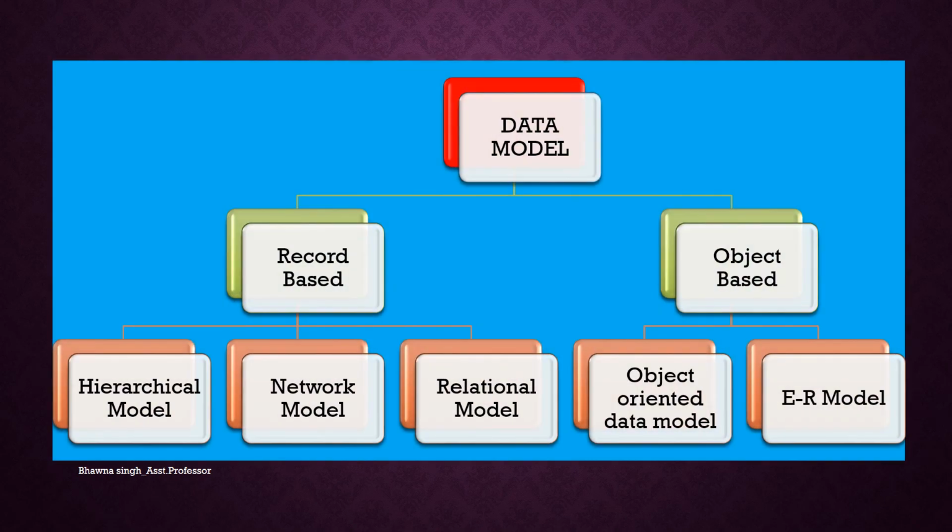Now this figure shows the categorization of data model. We have two basic types of data model, the first one is the record based data model and the second one is the object based data model. The record based data model is further categorized into hierarchical model, network model and relational model, whereas the object based model is categorized into object oriented data model and ER model. ER model means entity relationship model. In the coming slides, we will discuss each one of them in detail.